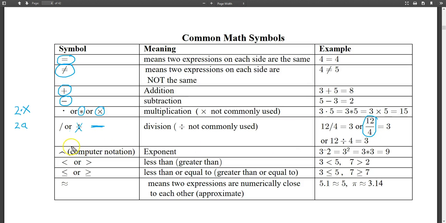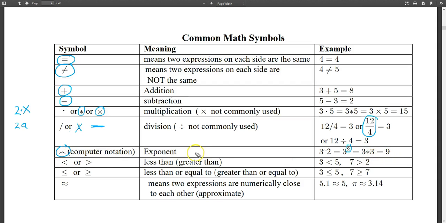Now this one, the hat symbol, is used to denote exponents. For example, when we write 3 hat 2, that means 3 squared. You see 2 is in what we call the exponent position, in a superscript right here. That means you multiply 3 by itself 2 times. So this means 3 times 3, which is 9.